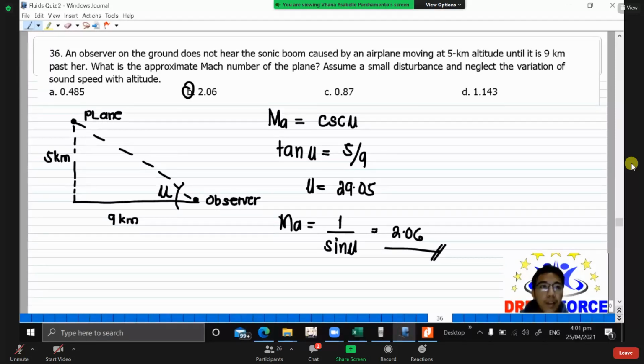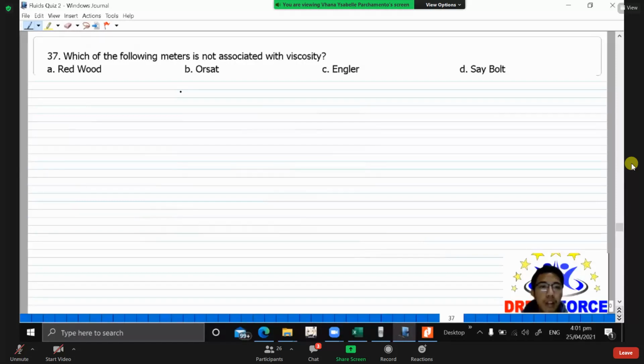Okay, next number 37. Which of the following meters is not associated with viscosity? That is D or SAT. So letter B.